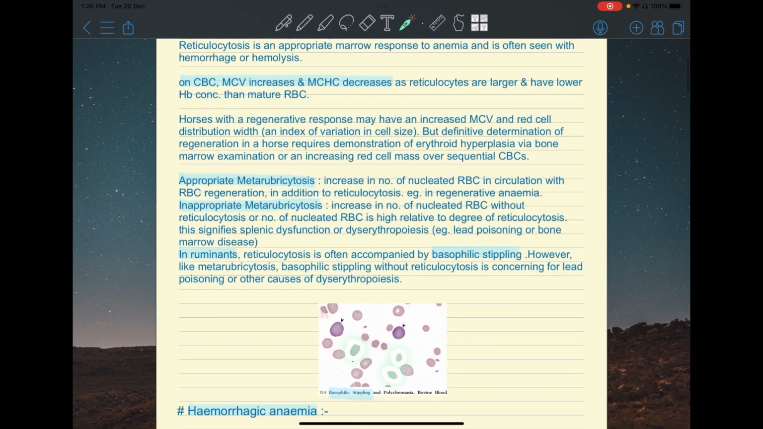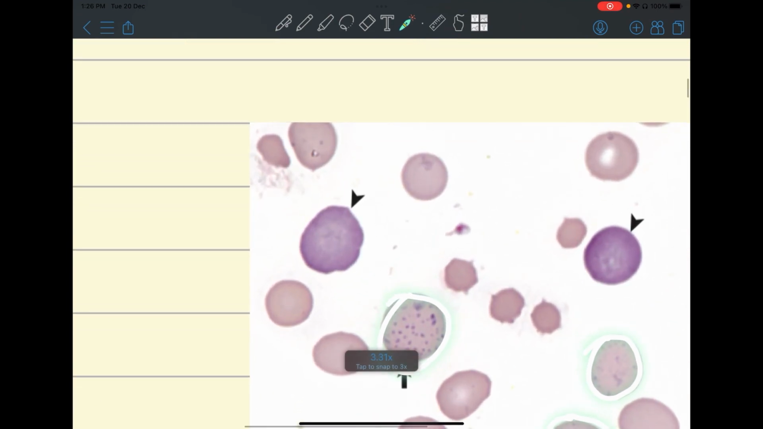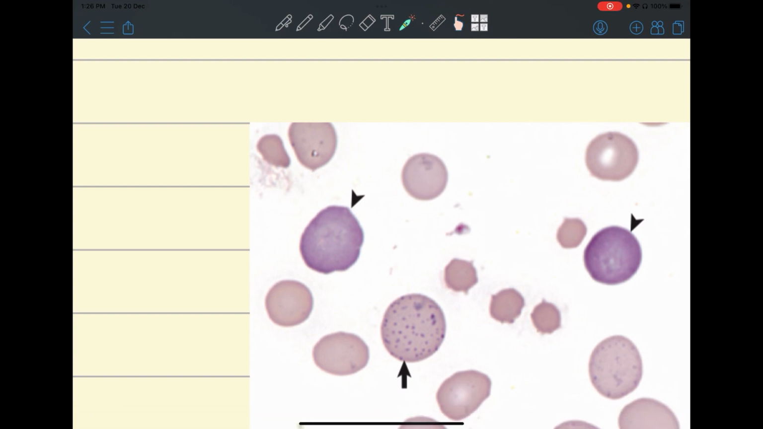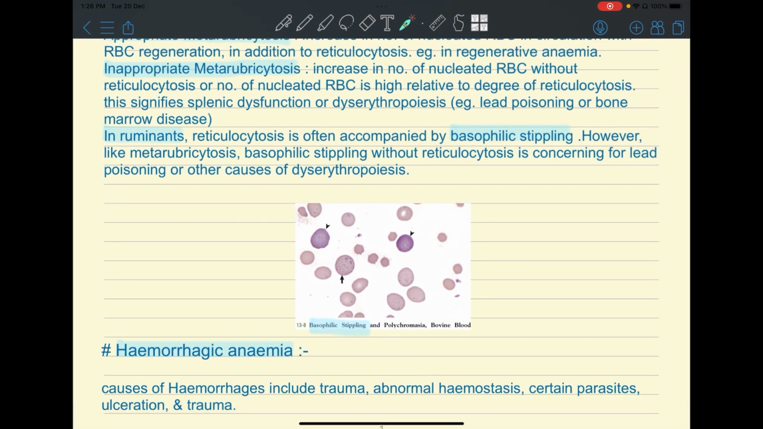One thing is special in ruminants: in ruminants, reticulocytosis is often accompanied by basophilic stippling. Here you can see this is basophilic stippling, seen in ruminants. But just like metarubricytosis, it can also be inappropriate, that means without reticulocytosis, and in that case it may be due to lead poisoning or some other causes.